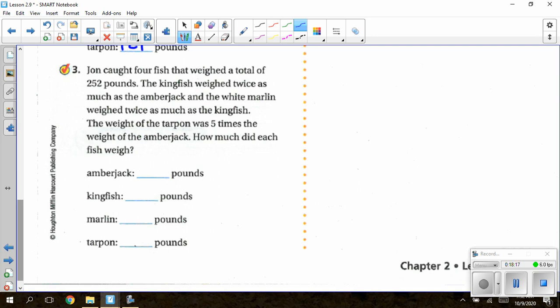So I know that the total weight that I am working with is 252 pounds. So now I need to figure out how many boxes each fish needs. So it does say that the kingfish weighed twice as much as the amberjack. So that means the amberjack will be the smallest fish. So I am going to just put the letter A for amberjack, and I'm going to represent that fish with 1 box. Then the kingfish, because it's twice as much, would be represented with 2 boxes.